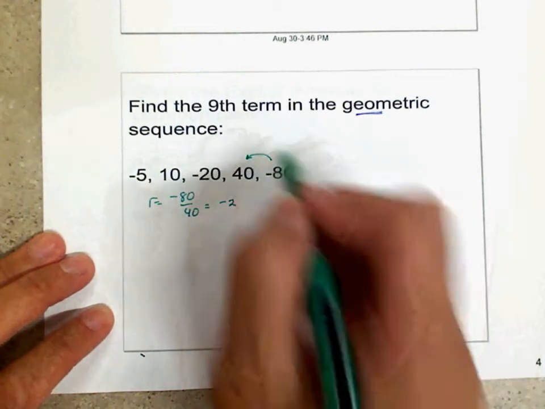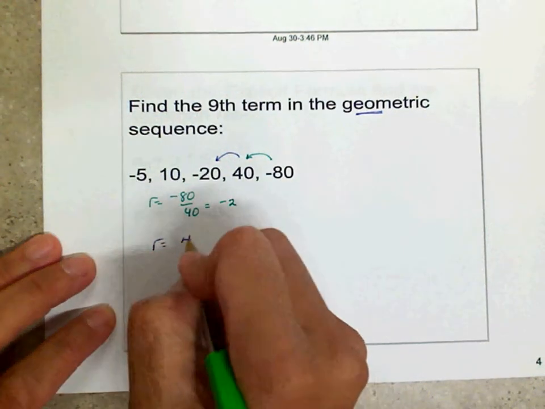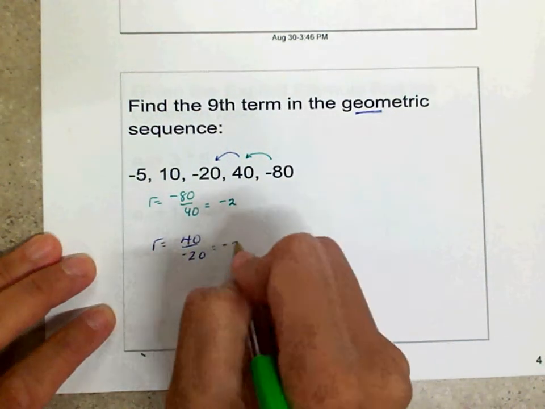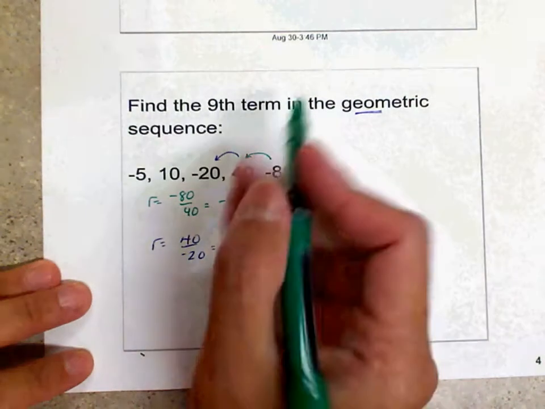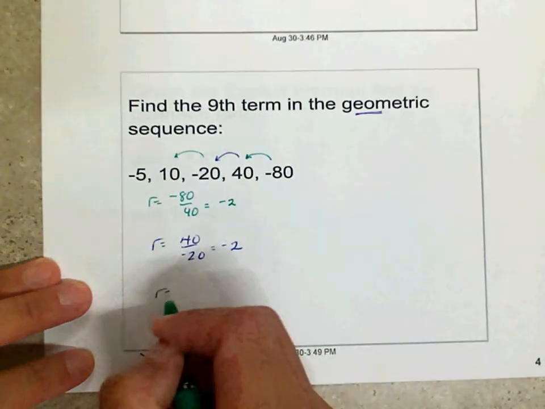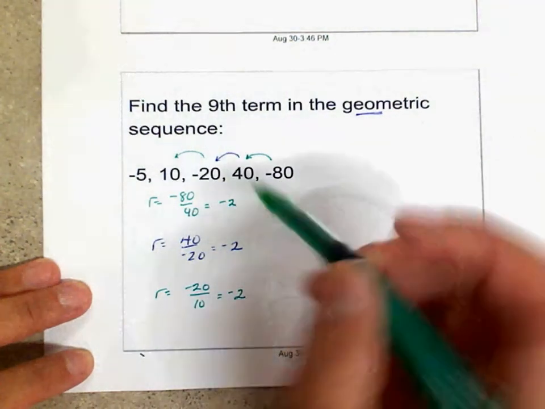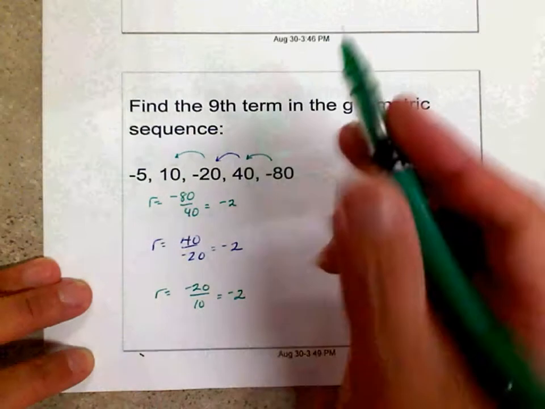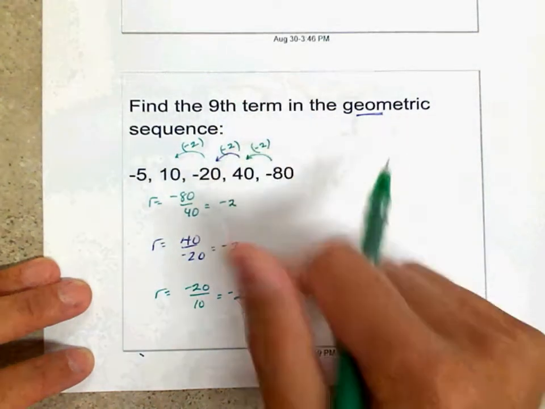Okay? Do another one. Don't stop just at 1. 40 divided by negative 20 is negative 2. You're starting to see a pattern? Try to do at least 3, not just 2, okay? So next one over. Negative 20 divided by 10 is also negative 2. And you're starting to see a pattern. In other words, I'm multiplying by negative 2 every time. And that is your R.